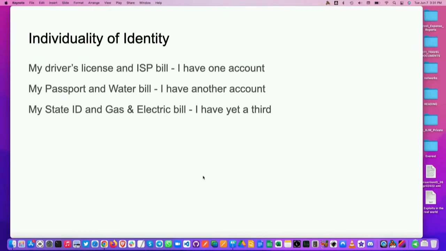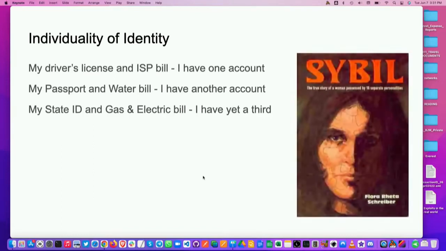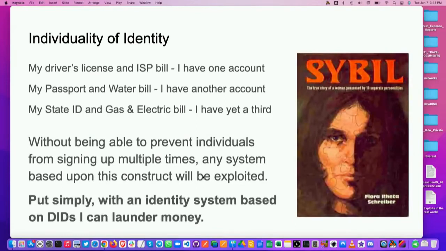If I have my driver's license and ISP bill, I have one account. Passport and water bill, a second. I have a state ID and a PG&E bill. Guess what? That's a third account. Without being able to prevent individuals from creating multiple system-wide accounts, this system will be exploited.